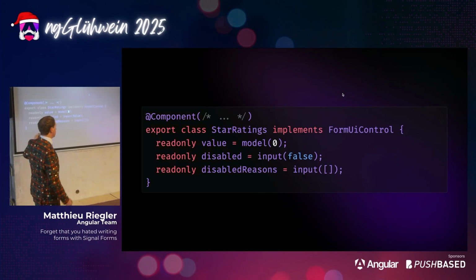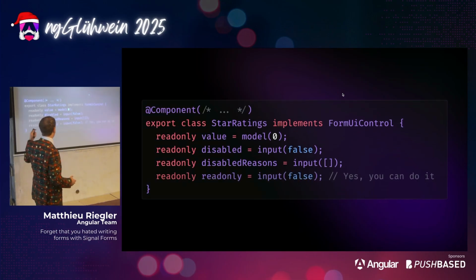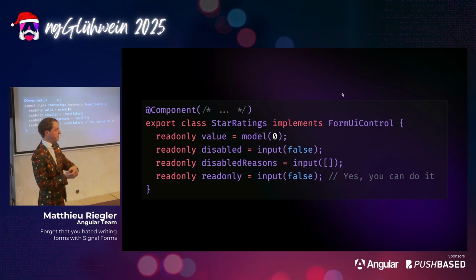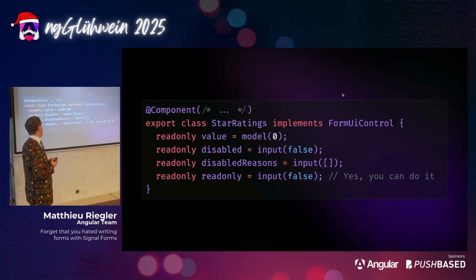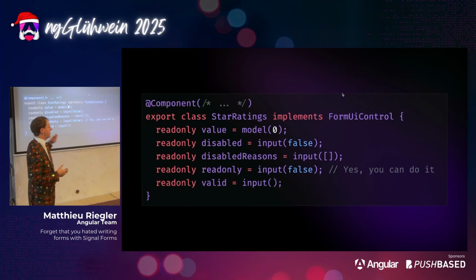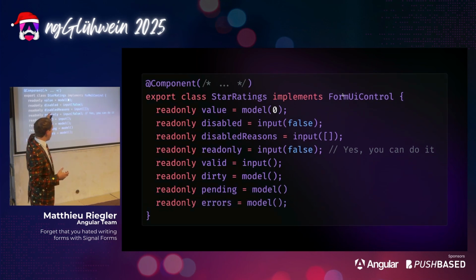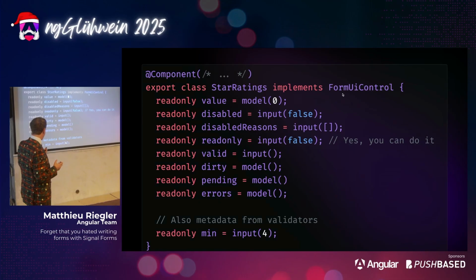You can have a disabled reason, which explains why it is disabled. You can set readonly, so now signal forms will finally support something that has been asked for by a lot of developers, being able to set a read only state on elements. You can have the validity of it, dirtiness, etc. All the fields are declared by the form UI control, and this is where you can say, okay, this is what I want to support for my component. And of course, some metadata, for example, the minimum that is accepted for the component.